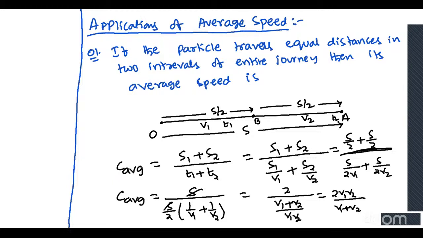That is the first application. This formula is to be used when it travels equal distances. You can underline this one: equal distance. In each interval, we have the equal distance. Now, see, S by 2. Okay. Fine.